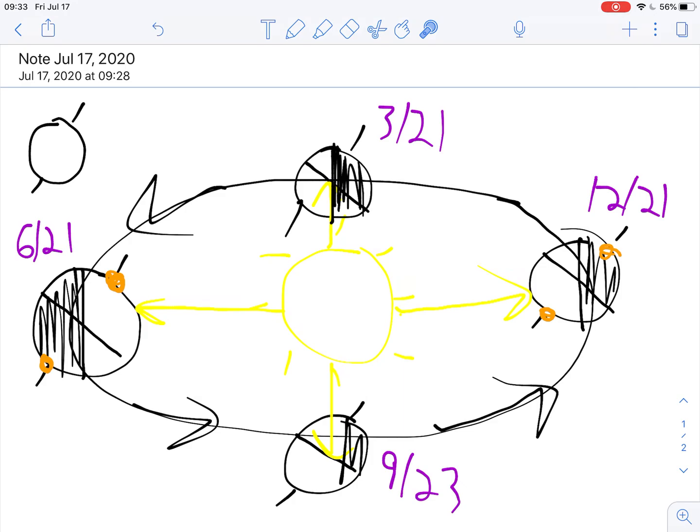So that's the basics of seasons, guys. I just wanted to show you that. I'm going to show you another video in a minute that will go more into the sun's path and how it changes with location on Earth. So I'll show you that in a minute.